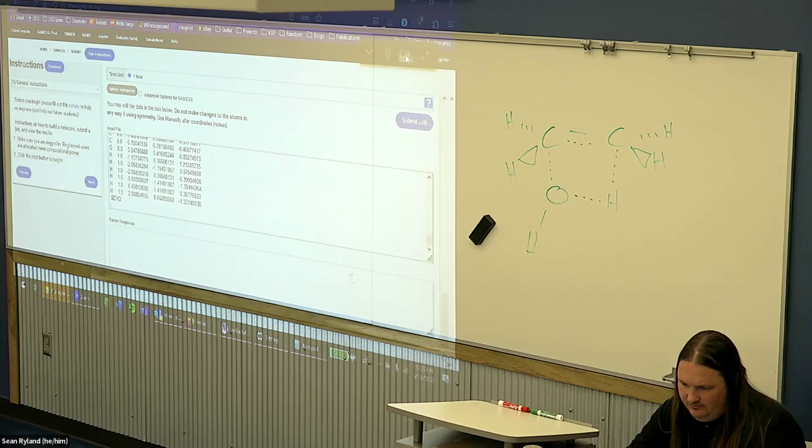And that should give you "exited gracefully." I do like that phrasing. And there's your electronic energy at the top. You want as many sig figs as you can. So a Hartree is... I think it says on the lab. Does it? Okay, it gives it. Otherwise just look at the Wikipedia page for Hartree. One Hartree is 2,625.4996 kilojoules per mole.